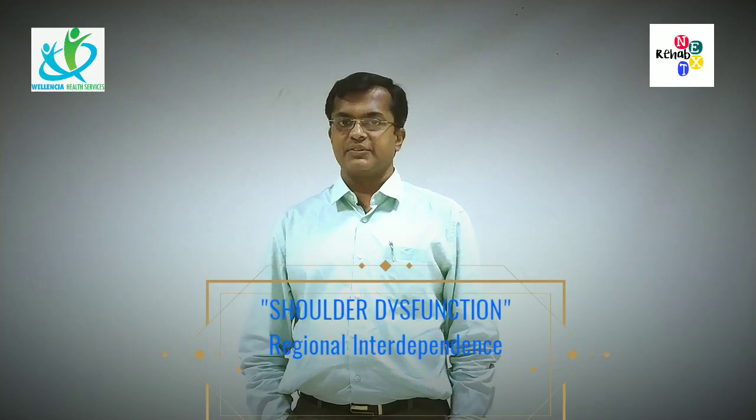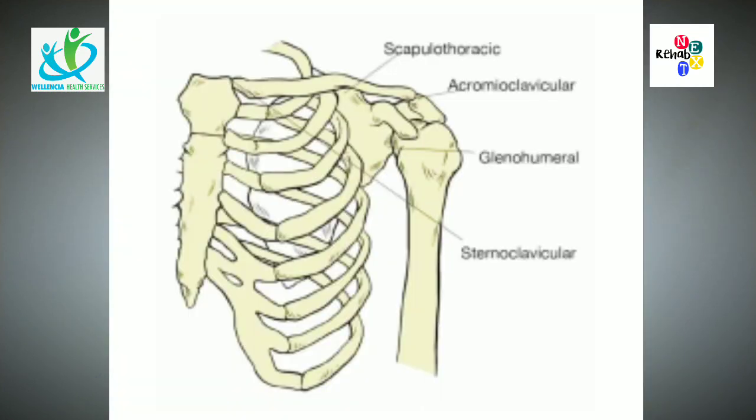Over the period of years when I have been treating individuals with shoulder dysfunctions, there are a few things that have come to my notice which I would like to share with you. When we look into shoulder dysfunctions, most of the time we look into the glenohumeral aspect, the acromioclavicular aspect, the sternoclavicular aspect, and also the scapulothoracic aspect. But one thing we have to see is also the regional interdependence.